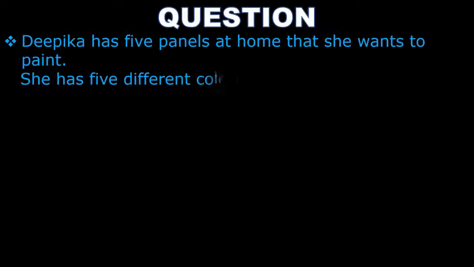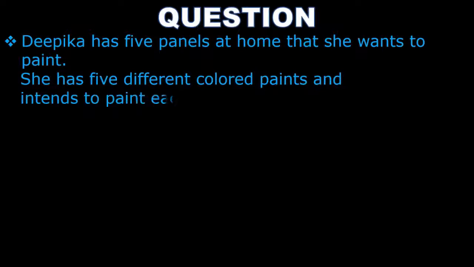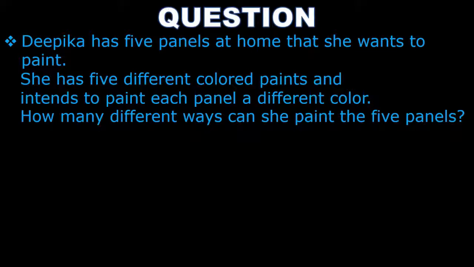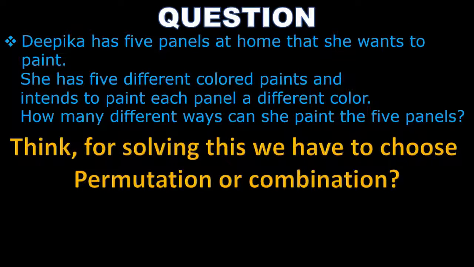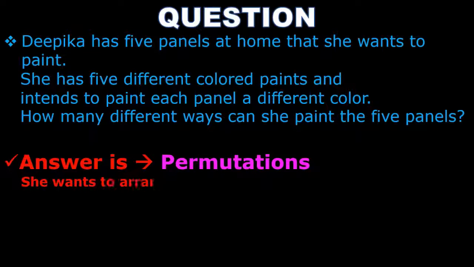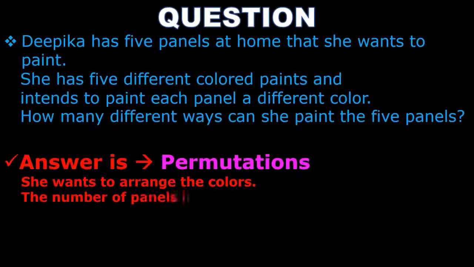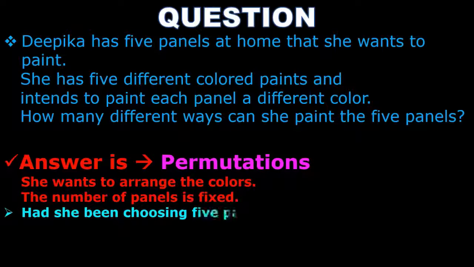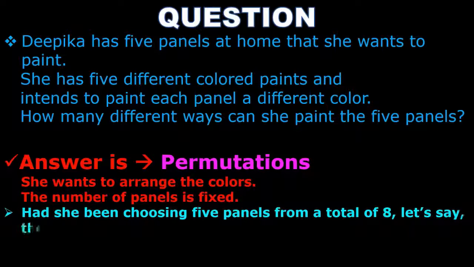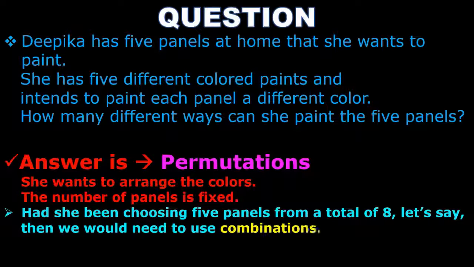Deepika has 5 panels at home that she wants to paint. She has 5 different colored paints and intends to paint each panel a different color. How many different ways can she paint the 5 panels? Just think, for solving this, we have to choose permutation or combination. The answer is permutations. Because she wants to arrange the colors, the number of panels is fixed. Now let's say, what if she had been choosing 5 panels from a total of 8, then we would need to use combinations. Next question.